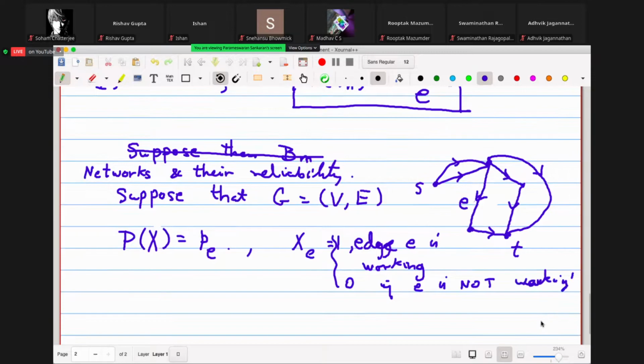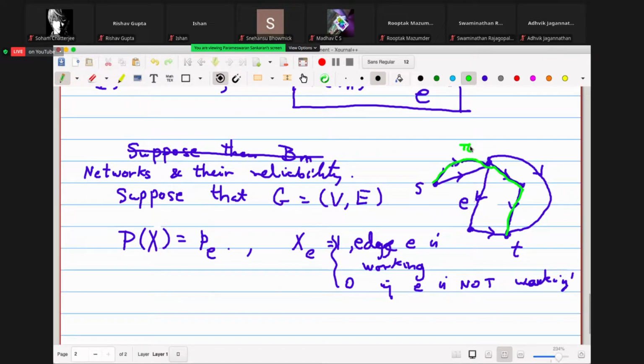So what is the game here? A particular path may be available. For it to be available, all the edges that connect from here to here must be available. So this path is available only if, of course, each edge along that path is available. And in that case, you can associate a probability to that path.